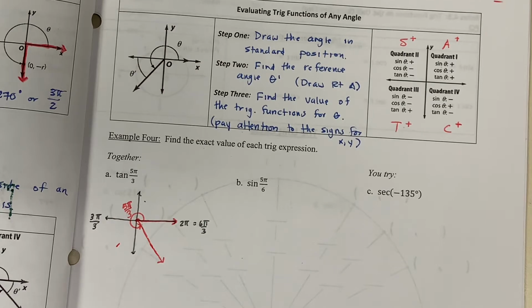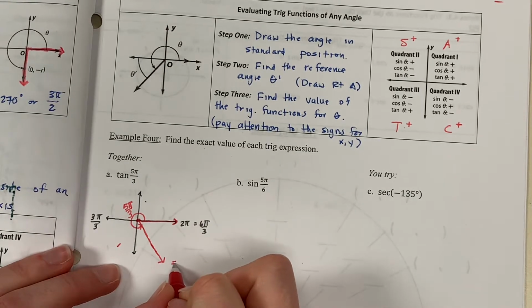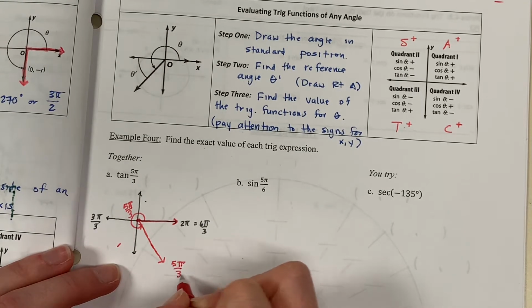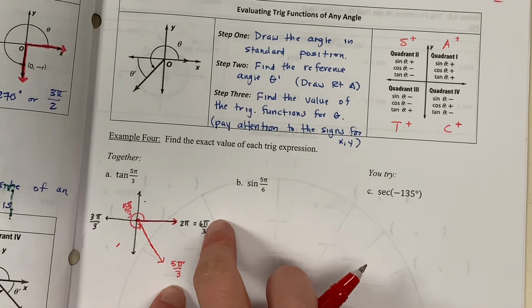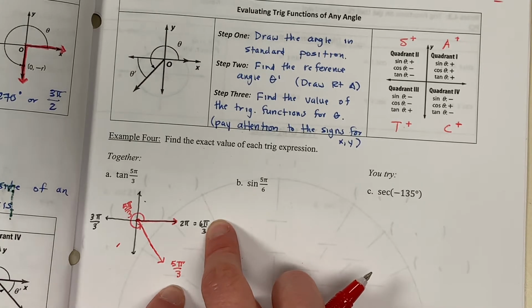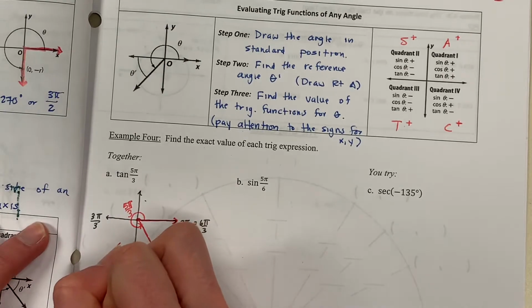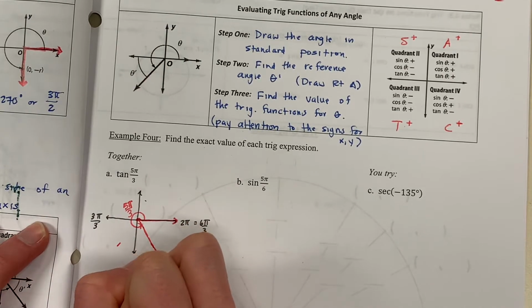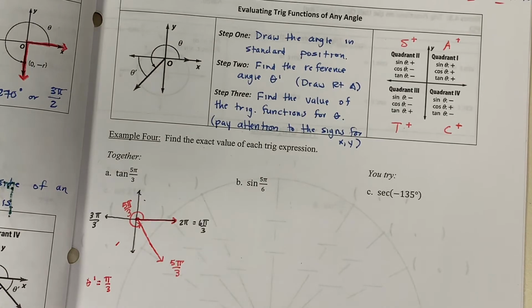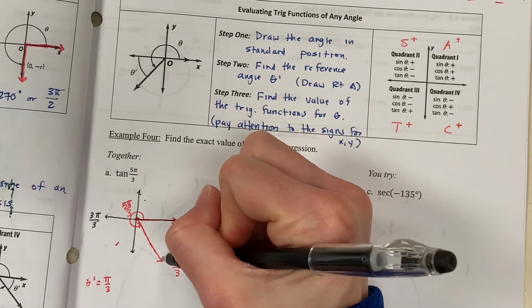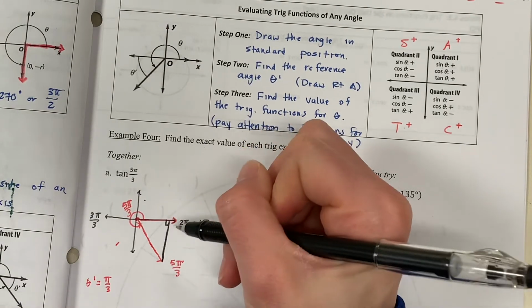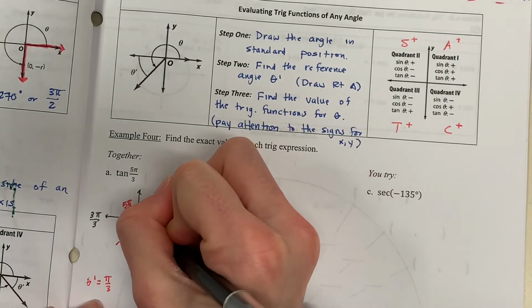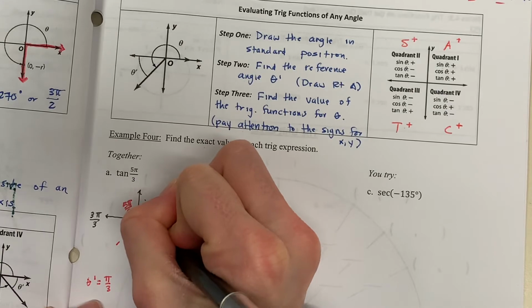Step 2 is we're going to find the reference angle theta. Keep in mind the terminal side is at 5 pi over 3. My reference angle theta prime is the difference between 5 pi over 3 and 6 pi over 3, which is pi over 3. So theta prime is pi over 3. Now, this angle is going to go inside of a right triangle. From the terminal side of my angle, I'm going to draw a vertical line to the x-axis. And my reference angle, theta prime, is going to be the angle inside of my triangle.